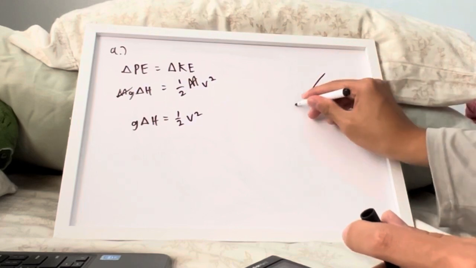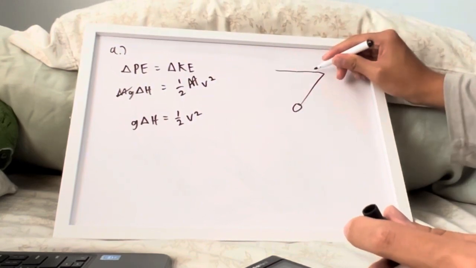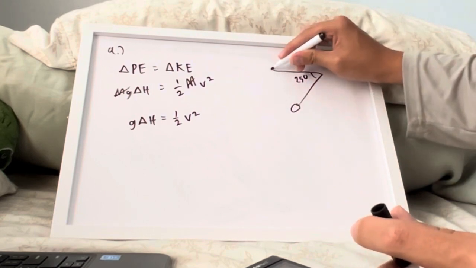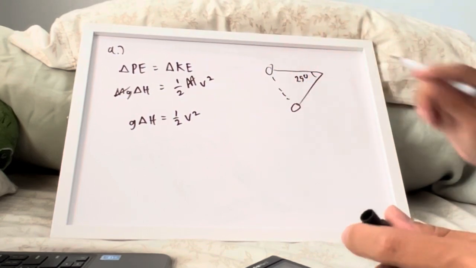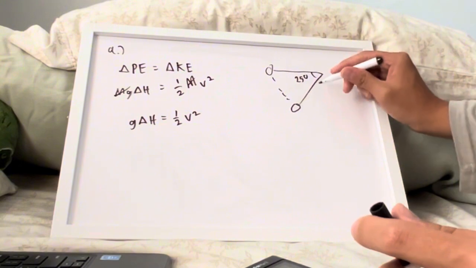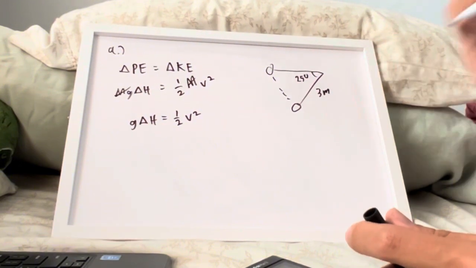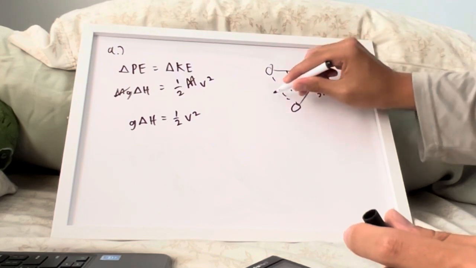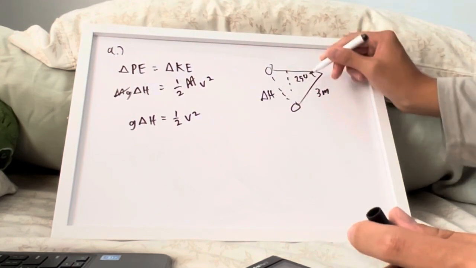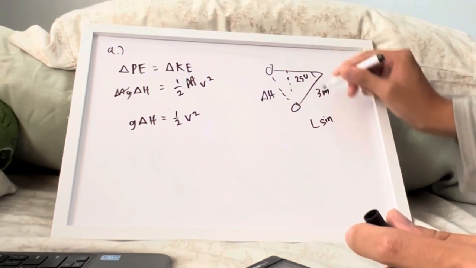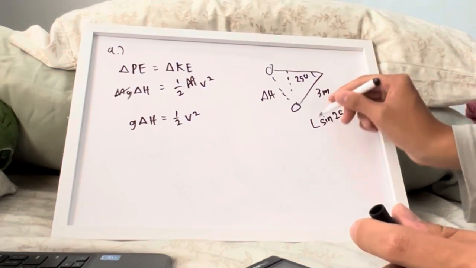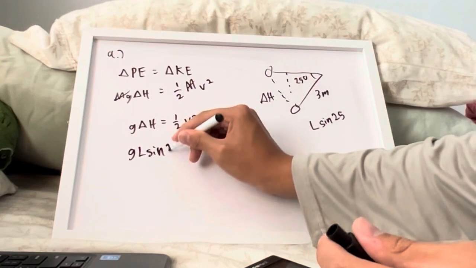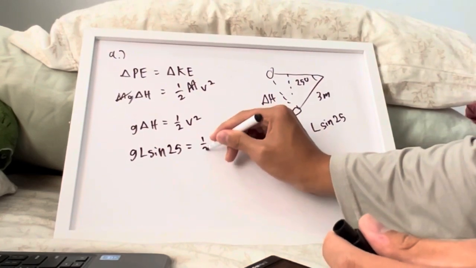Well, as we look at the diagram, it's like this, where this is 25 degrees, and the ball goes from here to here. So how do I find that difference in height? Well, I know the length of this is 3 meters. So if I get the opposite of this length right here, that's going to get me the delta h. So that would be L sine of 25, because that's opposite. And I know L is 3 meters, but I'll put that in later. So g L sine 25 is equal to 1/2 v squared.